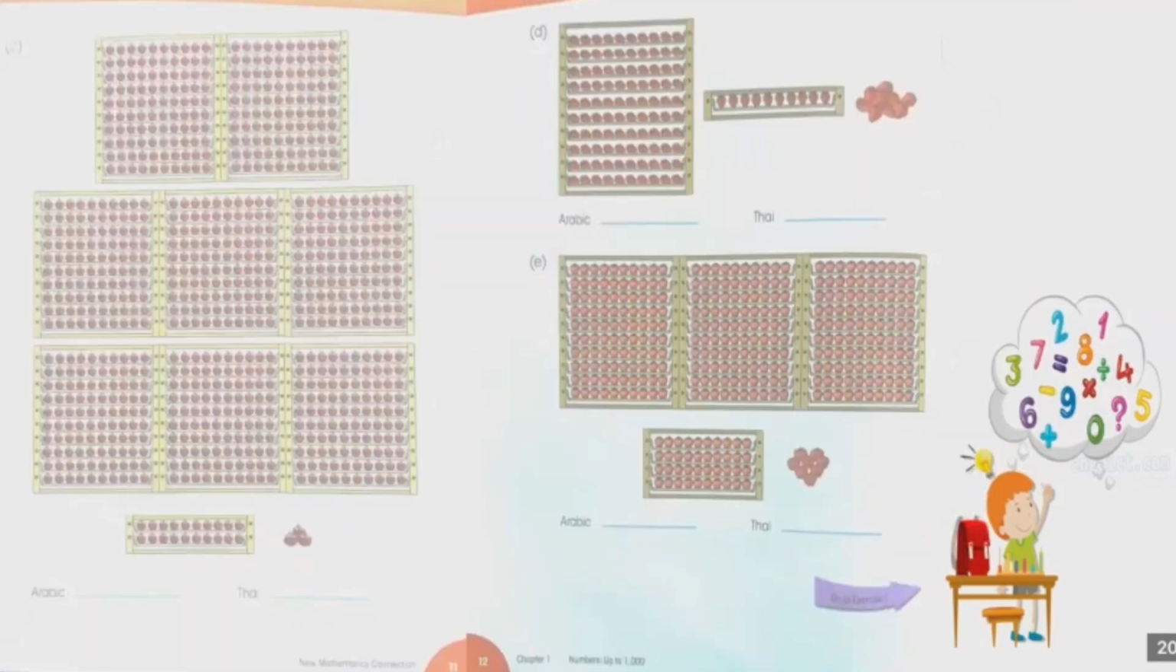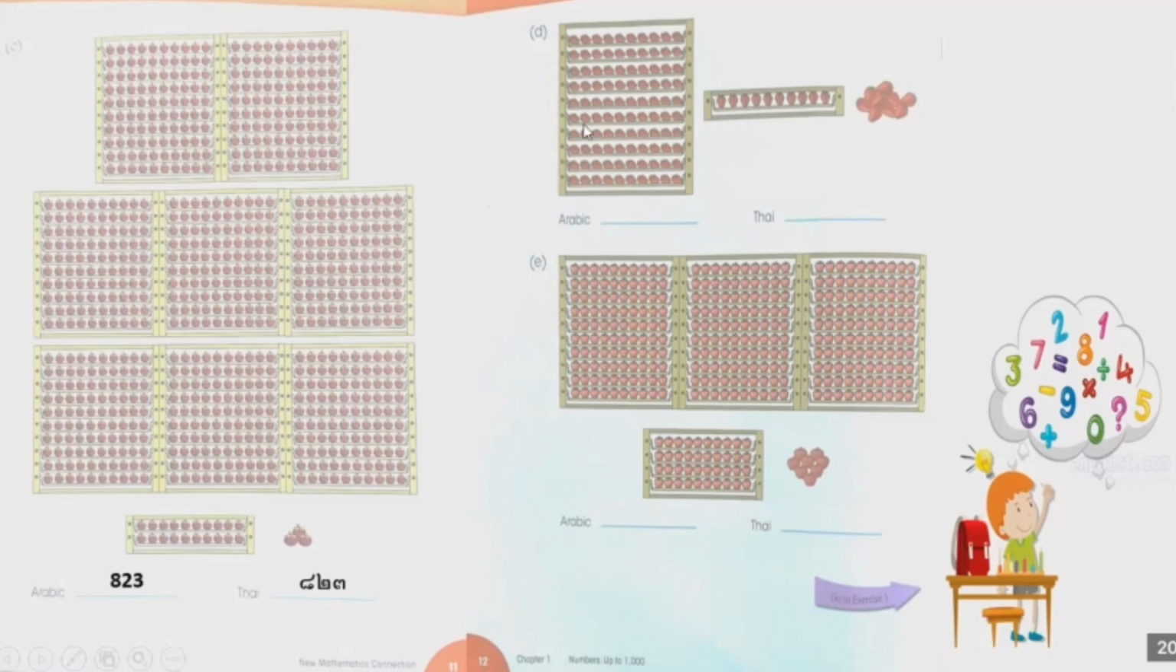Let's proceed. Letter C. What's the answer here? How many stacks of mangosteens? 1, 2, 3, 4, 5, 6, 7, 8. That is equal to 800. 1 tray is equal to 10, so 2 trays is 20. So 823. In Thai numeral, don't forget to write it in your book.